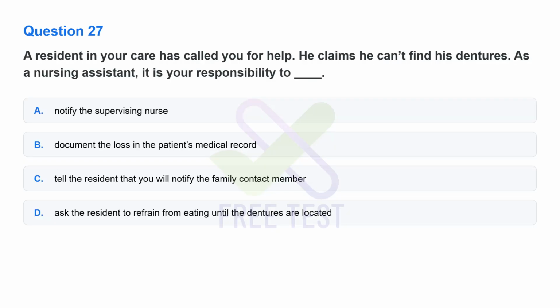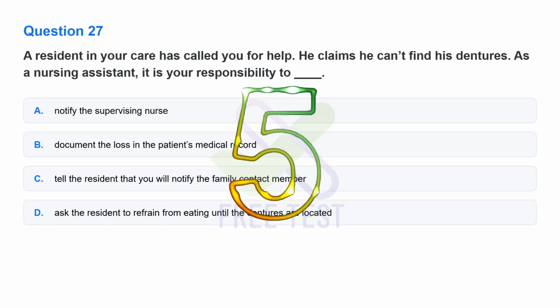A resident in your care has called you for help. He claims he can't find his dentures. As a nursing assistant, it is your responsibility to: A. Notify the supervising nurse. B. Document the loss in the patient's medical record. C. Tell the resident that you will notify the family contact member. D. Ask the resident to refrain from eating until the dentures are located.